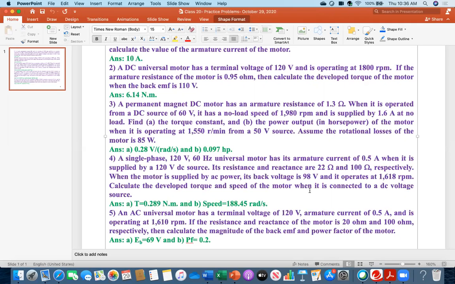And the back voltage for the AC source is given. You see the third line, when the motor is supplied by AC power, its back voltage is 98 volt. That is in case of the AC. So you have to find out the EDC, which means the back voltage in case of DC.